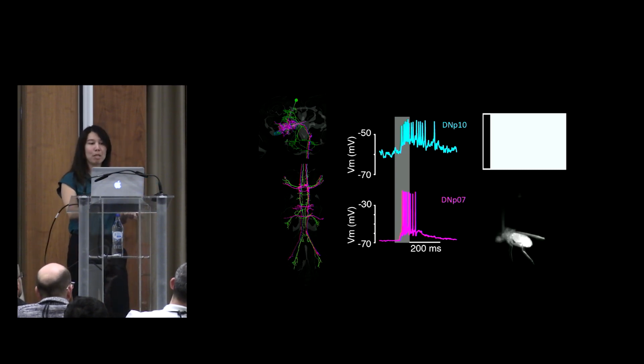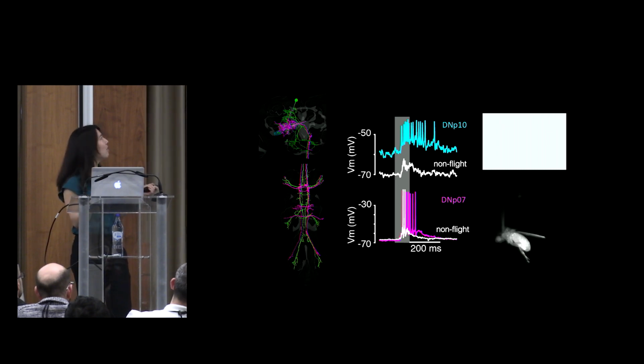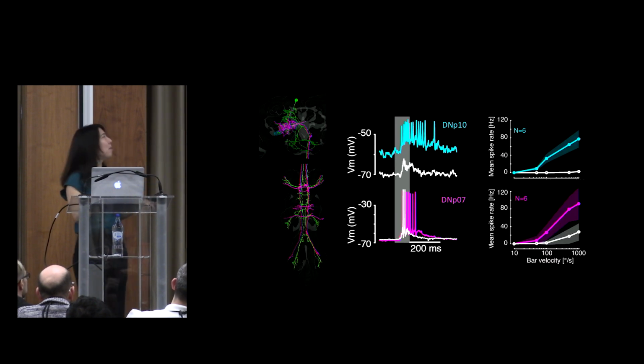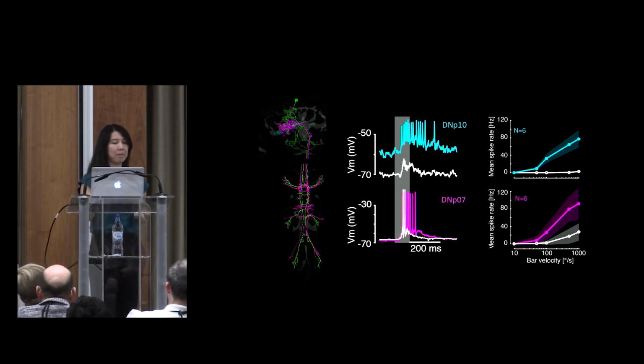If we do exactly the same experiment in a quiescent fly or a non-flying fly, then in fact, what we see is that these visual responses are severely attenuated. In the case of the first one, DNP10, in fact, we don't see any spikes whatsoever. We only see subthreshold responses left. So there's some kind of gating that's integrating locomotor information about the fly's current behavioral state with this looming or expansion information in order to produce the response. And this gating holds across different speeds of bars.